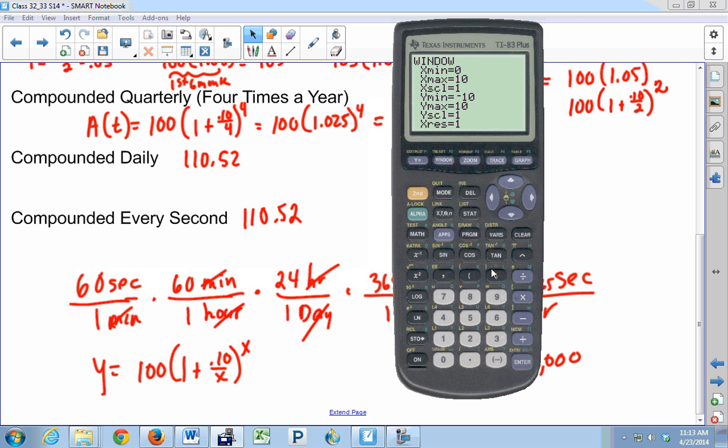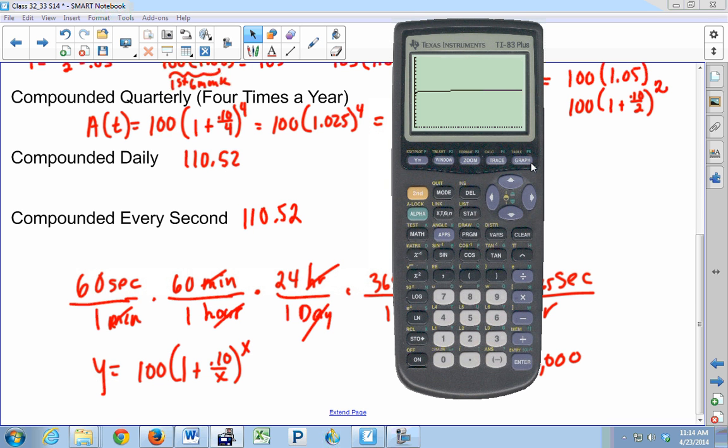X maximum, well, we don't want to go out to trillions, quadrillions, gazillions. So let's just say X max is 50. What's our Y minimum? Y minimum value is how much money we have, $100. And it looks like 111 might be good enough, so let's put 120 for our maximum and see what this graph looks like. It's growing very, very slowly. It's growing, but it's reaching a horizontal asymptote.